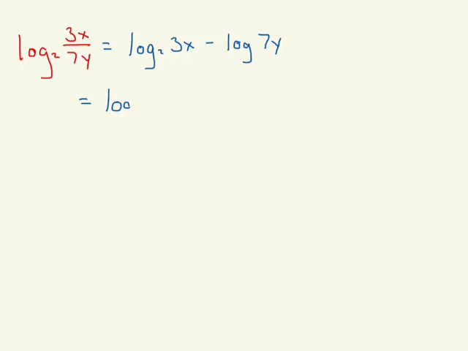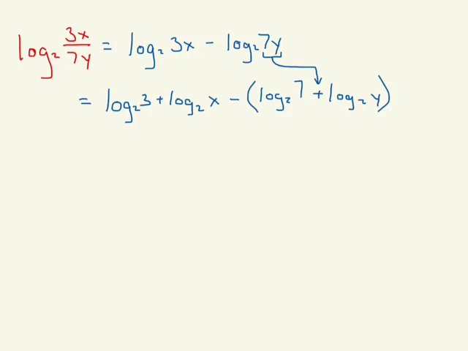Here I'm going to take a log base 2 of 3x and split it into a log base 2 of 3 plus a log base 2 of x. And I'm going to subtract from that this whole mess, because I'm subtracting the whole log of 7y. And that's going to give me a log base 2 of 7 plus a log base 2 of y. Now, we see that it's a plus because these two things were getting multiplied together.